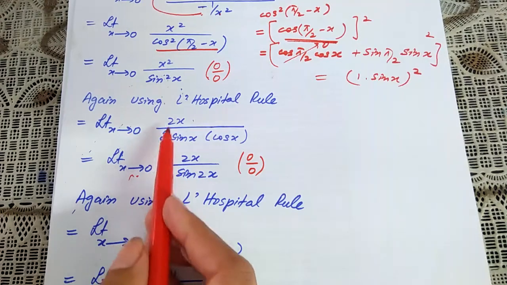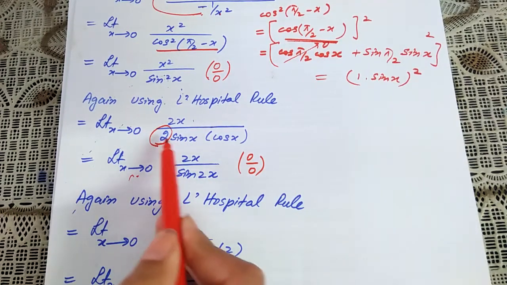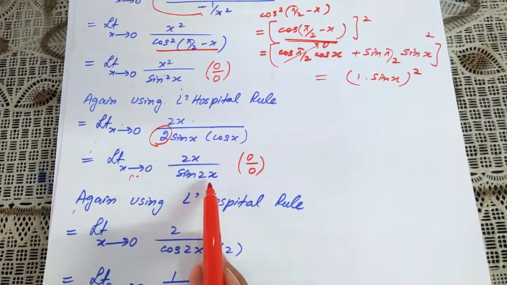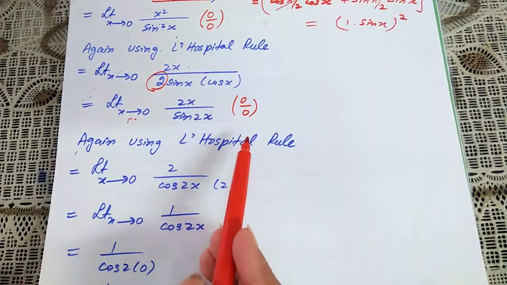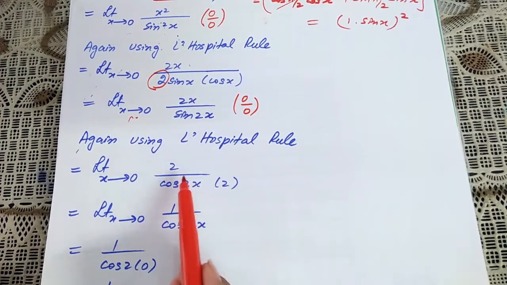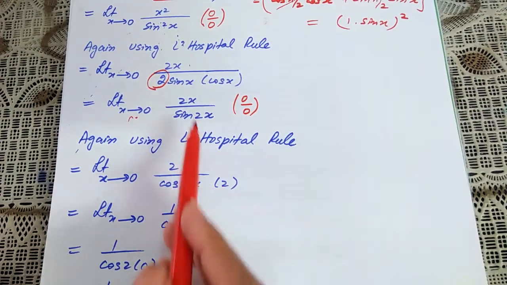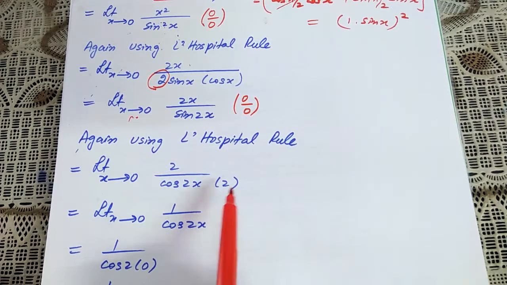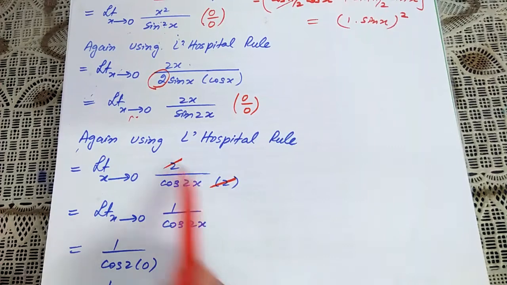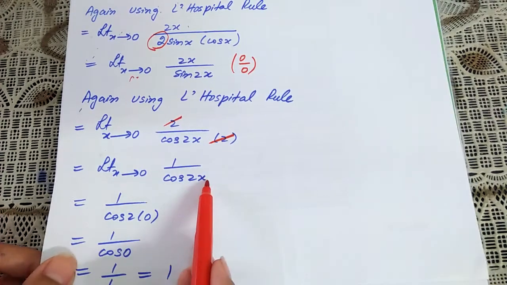There is no need to multiply any number here because we already got 2 here. So 2 sin x cos x is sin 2x. Again, use the L'Hopital rule. This just becomes the same as the previous question. It will be 2 cos 2x: the derivative of 2x is 2, and the derivative of sin 2x is cos 2x times 2. Cancel this 2 with this, numerator and denominator. We got 1 over cos 2x.